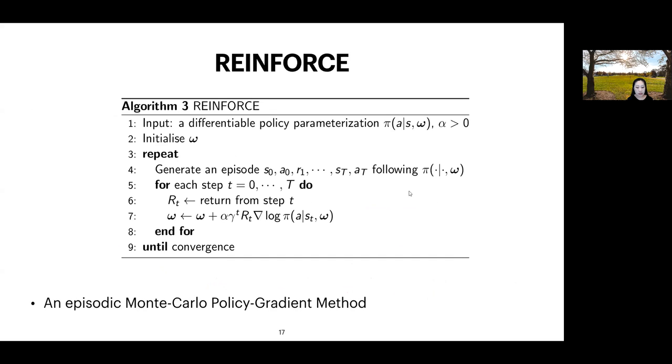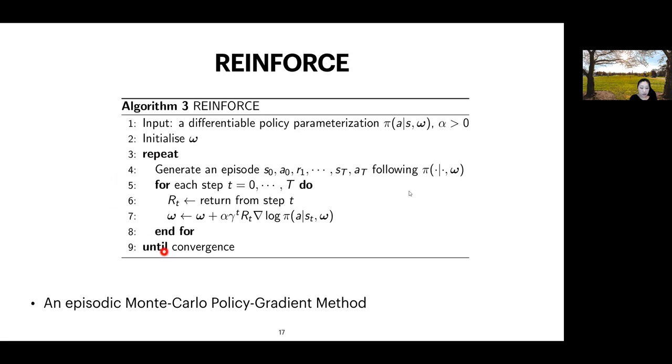Okay, so now this is the last slide for today. It's the REINFORCE pseudo code. It is basically a recap of what we've already learned in the previous slides. The input is a differentiable policy parameterization, pi(a|s, omega), and also alpha, your learning rate. Then you initialize with some omega, which is very normal for gradient-based methods. You start with some kind of initial guess, and the initial guess is just omega.